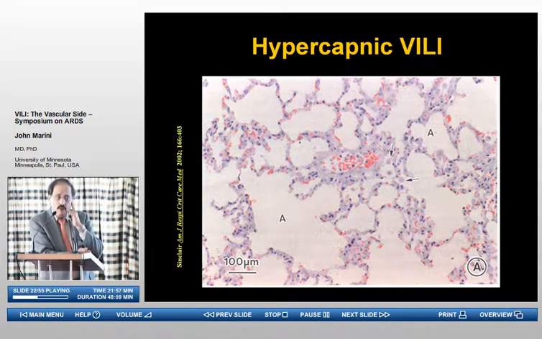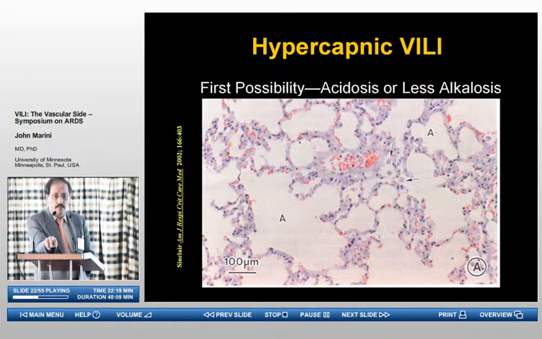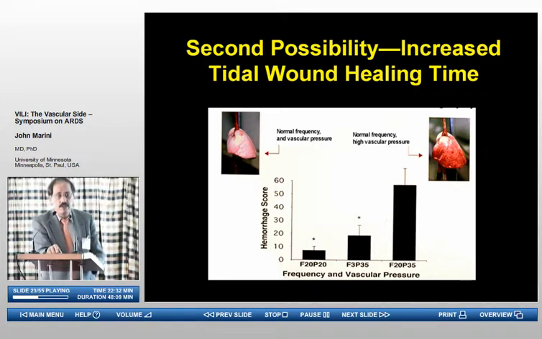But now remember that these were white cell-free perfusates. This was a Krebs-Henseleit buffer with a little bit of red blood cell thrown in as a marker. It was not blood. So the inflammation piece of it we would think be markedly attenuated in this preparation. First possibility, acidosis or at least less alkalosis than we were dealing with. Quite possible. A second possibility is increased tidal wound healing time.